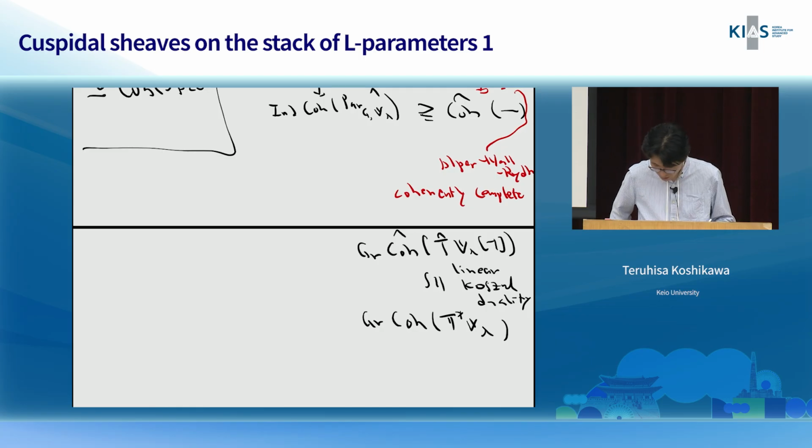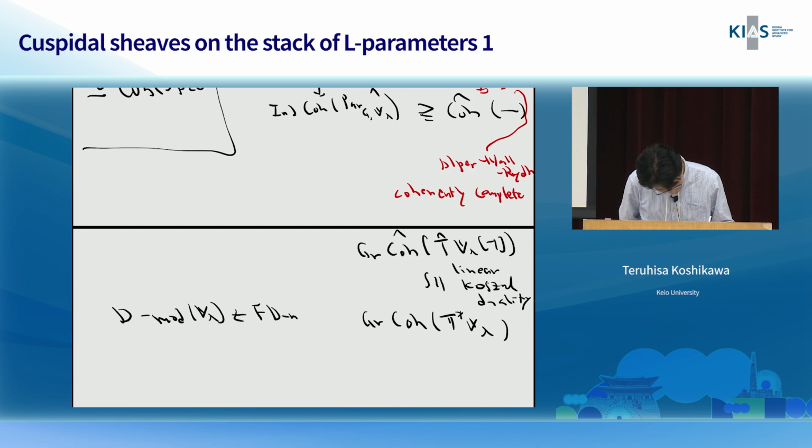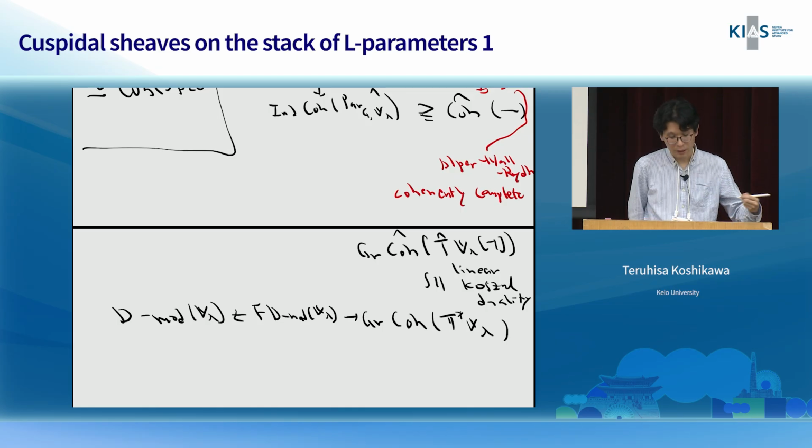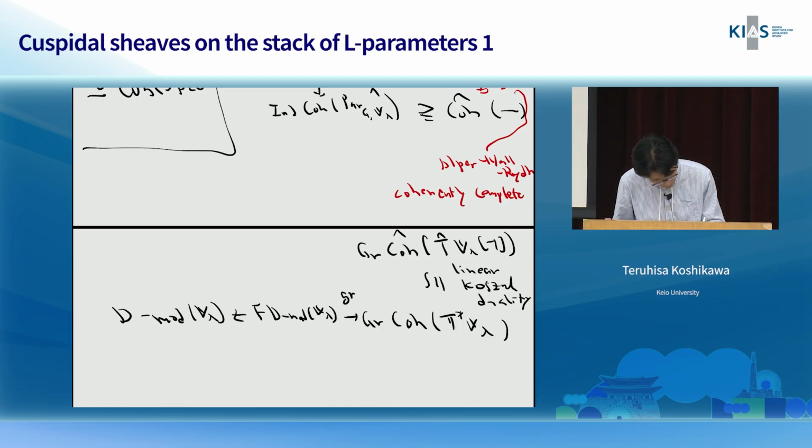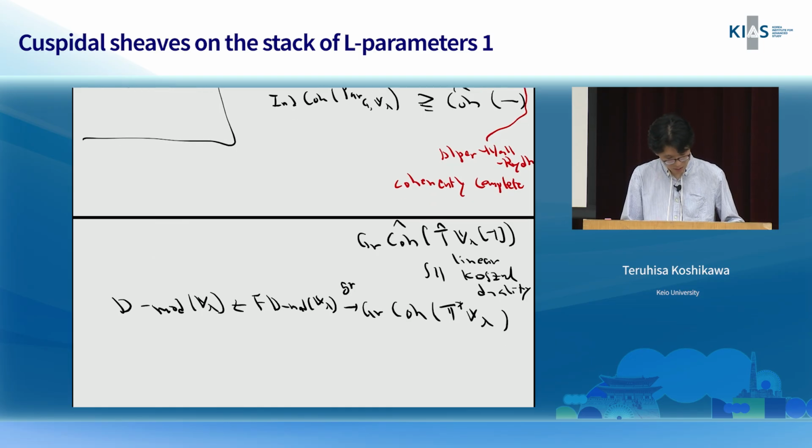So I can talk about D-modules on Bun_B lambda and filtered D-modules on Bun_B lambda with some coherence condition. So the second map is taking the associated graded, and you get a coherent sheaf on the cotangent stack. And the first map is just taking the underlying D-module. Okay? And these D-modules are also equivalent to the constructible sheaves on Bun_B lambda.